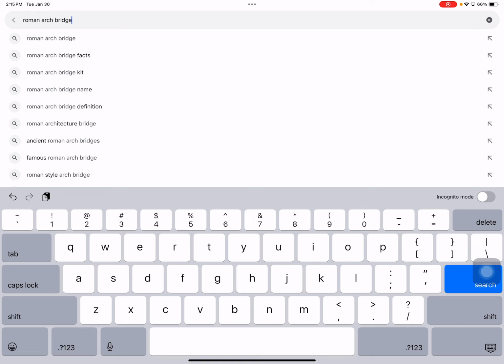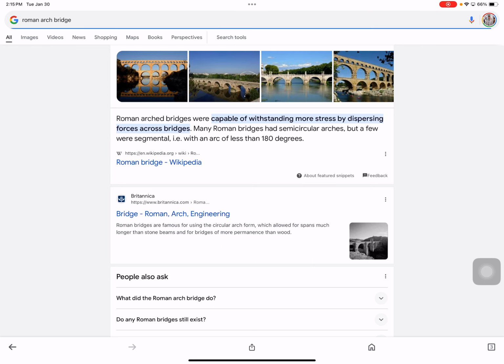It doesn't like to switch applications. Come on. There you go.